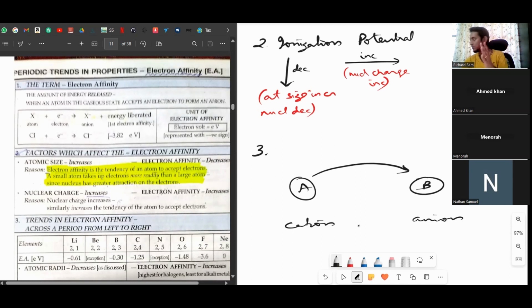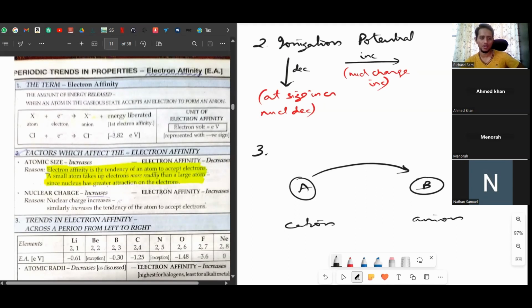When an electron is added to B, it releases energy. Okay. So in A, the amount of energy required is called ionization potential. At B, the amount of energy released is called electron affinity. Any doubt in that? Let's read the definition.